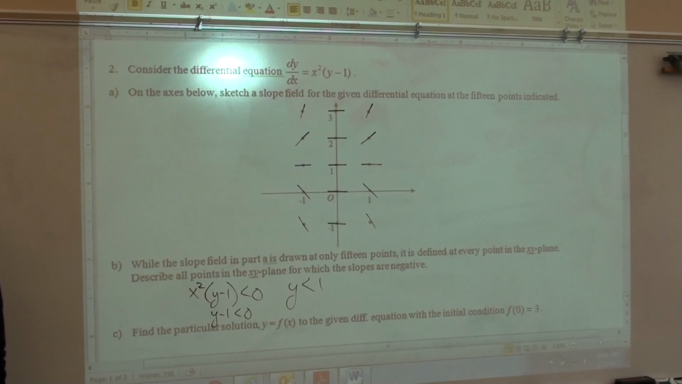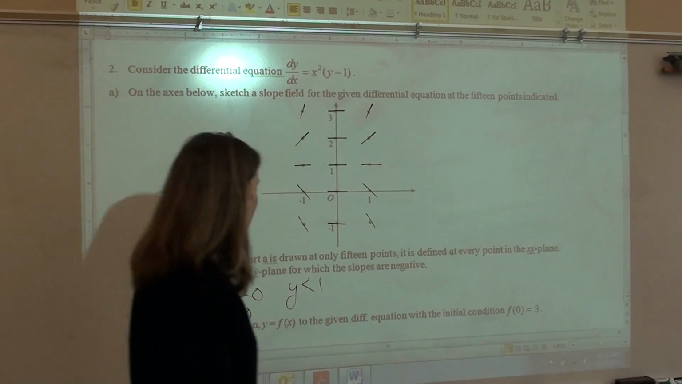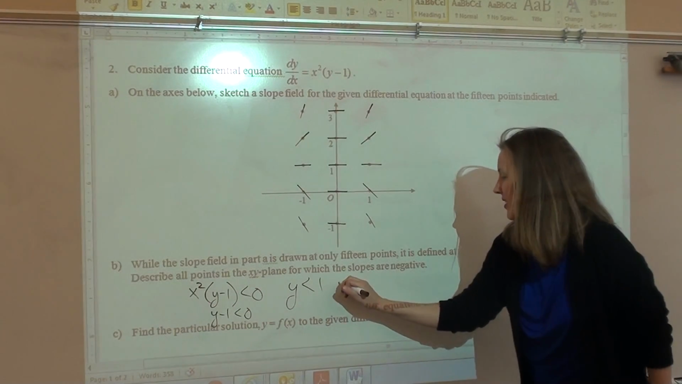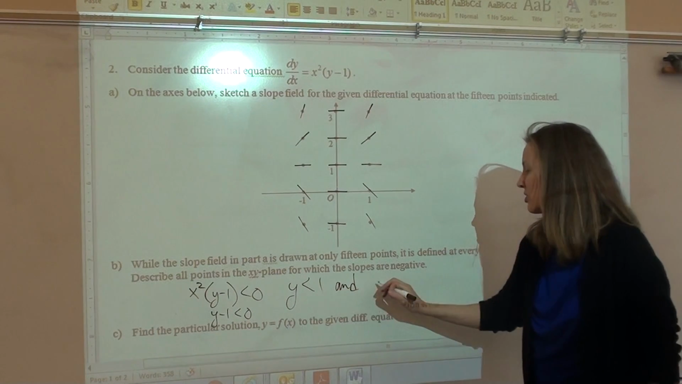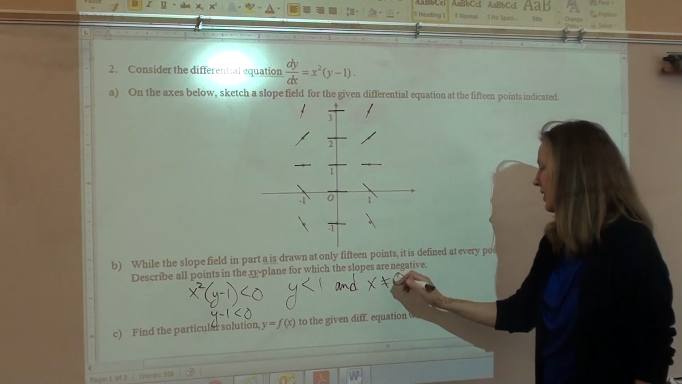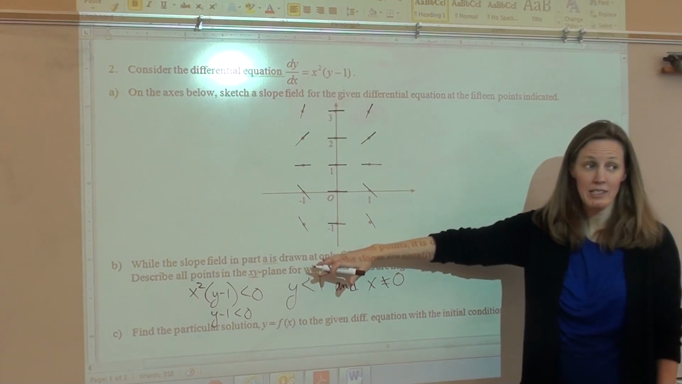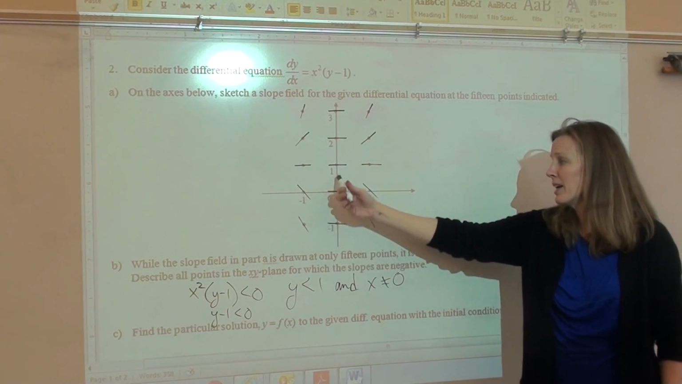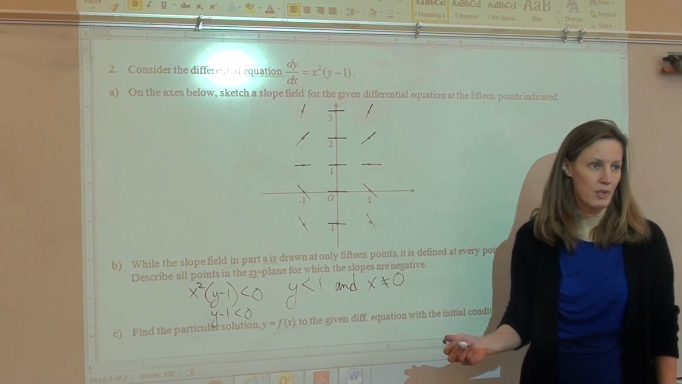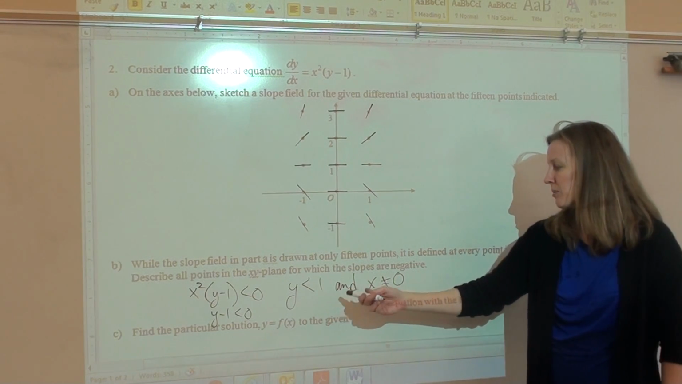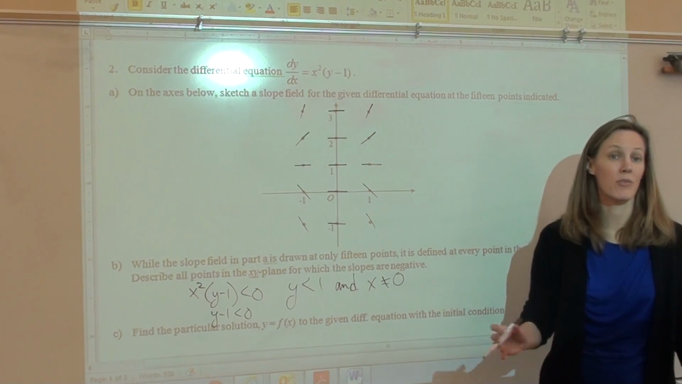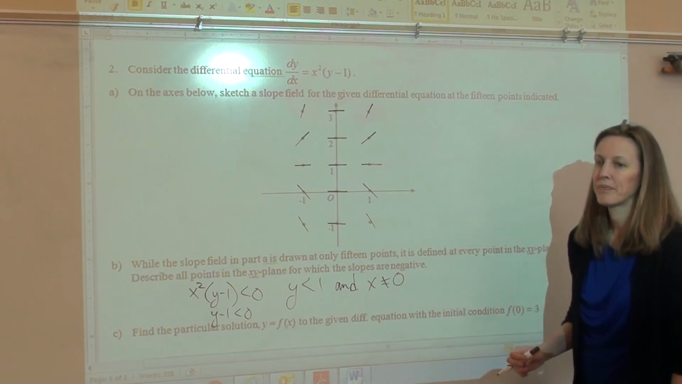Did you guys hear it? No, x can't be 0. You had to also state that x cannot equal 0. Because just because you're below y equals 1, you're not necessarily negative. If you're on the y-axis, you have a slope of 0. So you have to say y has to be less than 1 and x cannot equal 0 to get the full credit. Is that on the test?